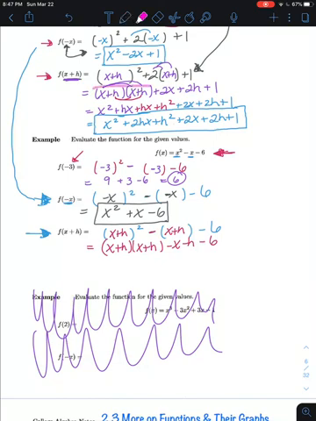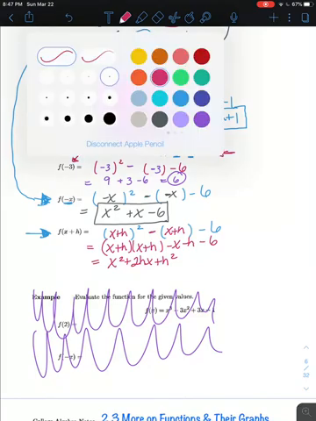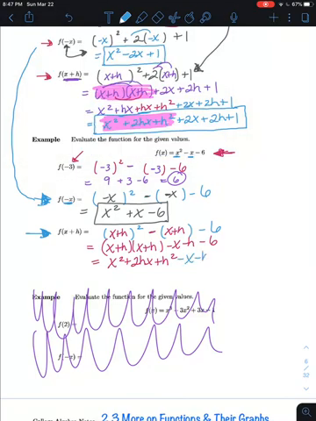To save time, I already multiplied x plus h times x plus h. I did it up here. And when I multiply all that out, I end up with x squared plus 2hx plus h squared. So if you multiply this out again, you're going to get x squared plus 2hx plus h squared. So I'm not going to go through that process again. And then behind it, you have this minus x minus h minus 6. So this will be your final answer.